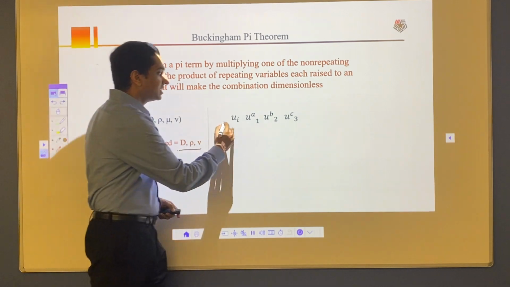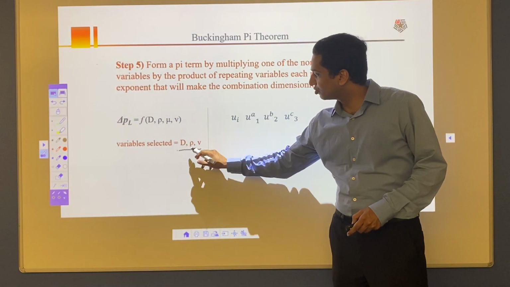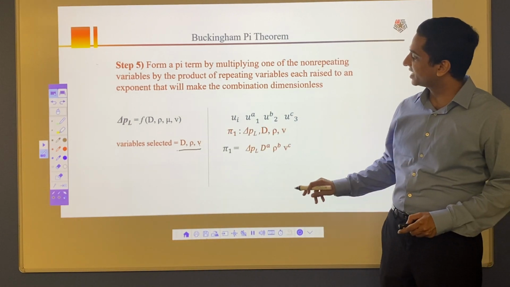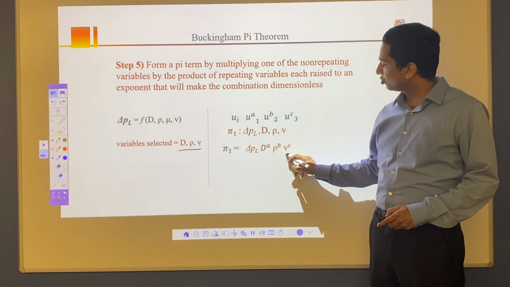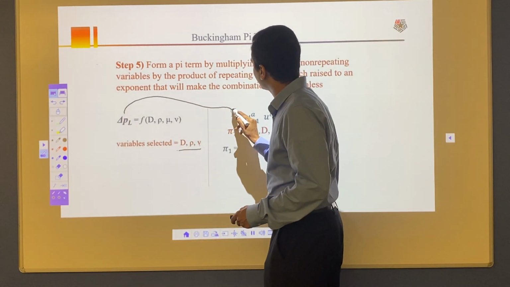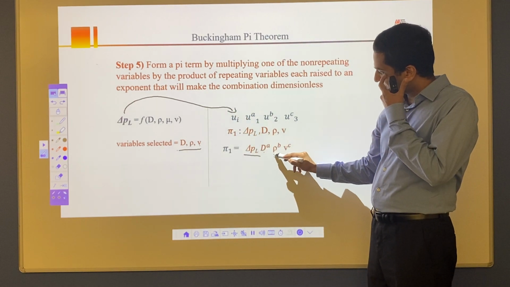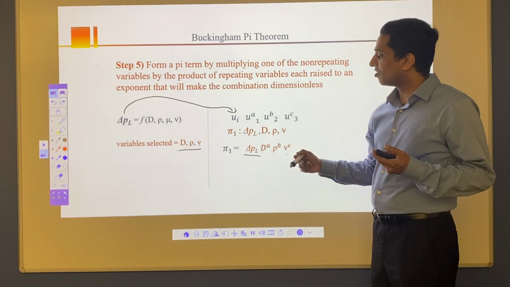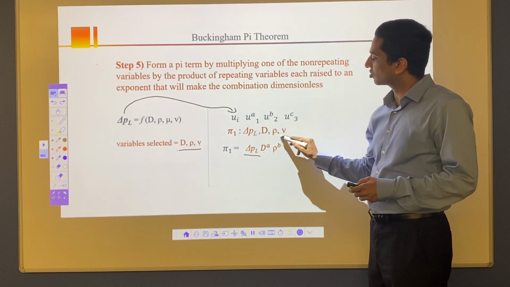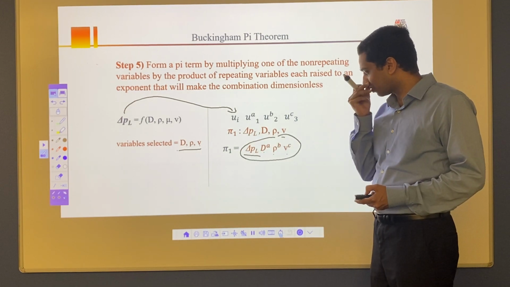In step 5, you write u1, u2, u3, and here your u1 is d, your u2 is density, your u3 is velocity. So here I'm going to rewrite it like u1, u2, u3, and for the first variable I'm going to take this delta PL as a ui, and I'm going to write that down here. So delta PL, d raised to a, density raised to b, velocity raised to c. Now our objective is to calculate values of a, b, c in such a way that the combination of these variables will be dimensionless. And that's what we are going to do.